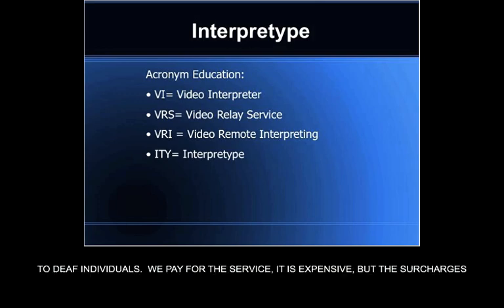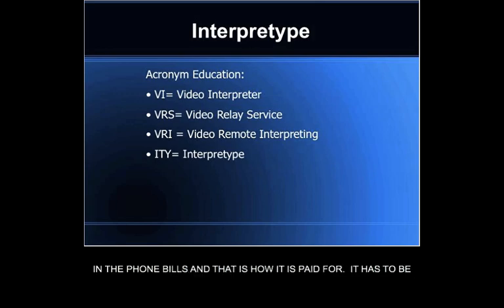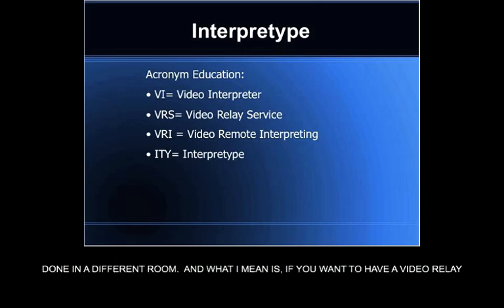It's fairly expensive, but there's little surcharges in our phone bills and our cell phone bills, and that's how that gets paid for. And it has to be done, it's a telecom service that's provided, and it has to be done in a different room. And what I mean is, if you want to have a video relay call, it's supposed to be a phone call to someone at least in a different room. If you're in the same room, they would consider that you using them as an interpreter, and the federal government doesn't want you to do that and doesn't want to pay for it.